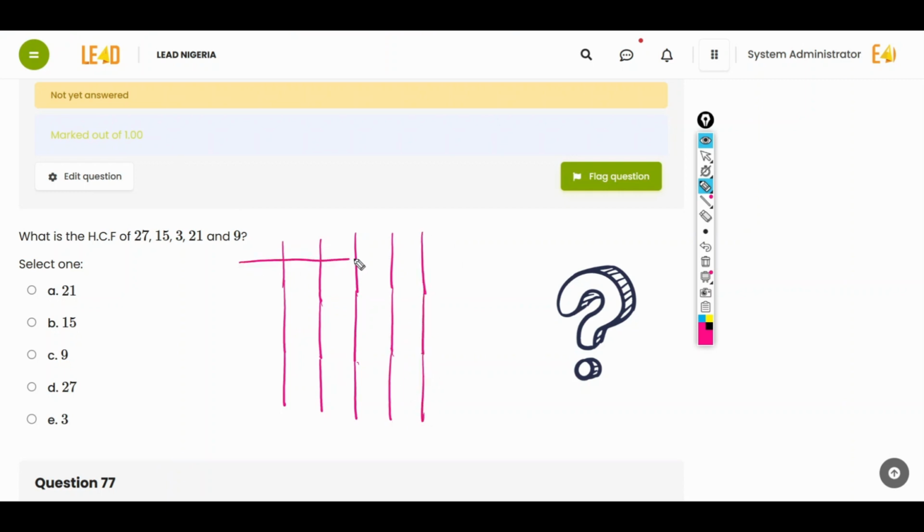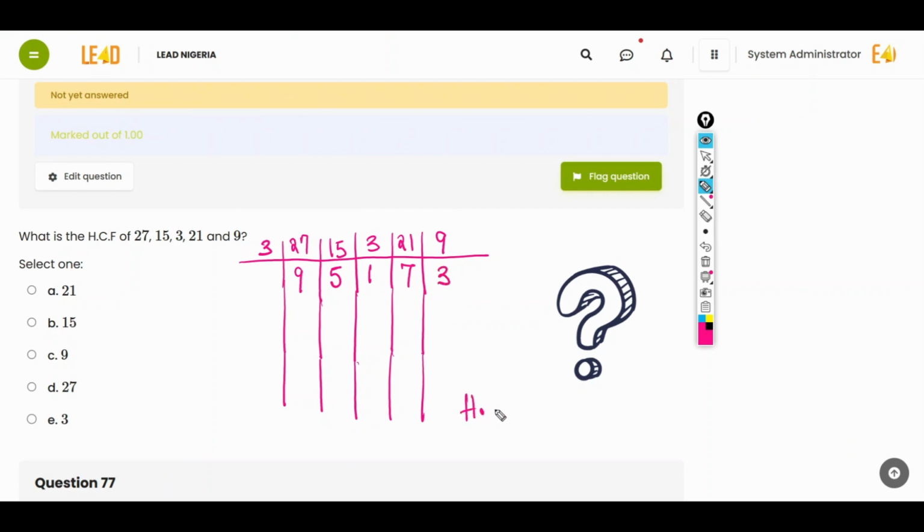The HCF of all of these numbers. So let me list them out. We have 27, we have 15, we have 3, we have 21, and we have 9. Okay, so is there any number that can divide all of them? Yes, 3 can divide all of them. So we have 9, 5, 1, 7, 3. All right, there's no other number that can divide all of them.